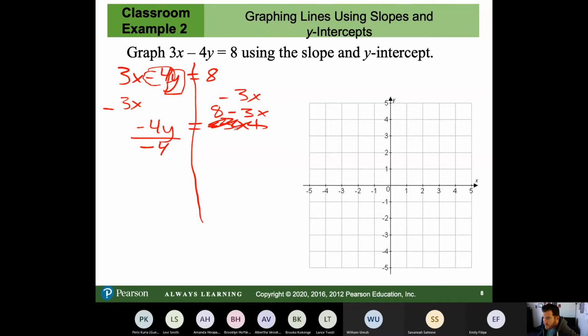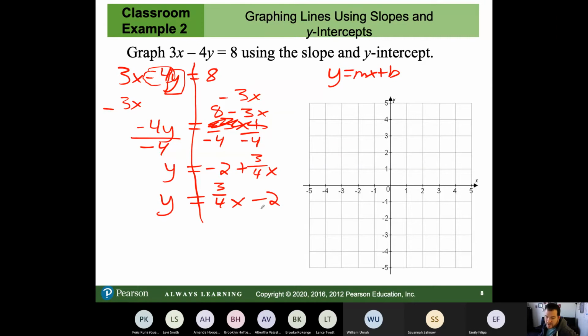Divide everything by -4. That by -4, that by -4, that by -4. So I get y is equal to -2. Now remember, a -3 over a -4 gives me a positive 3 over 4x. I don't like the way this looks because I'm looking for y is equal to mx plus b, right? So I'm going to switch these, right? y equals 3/4 x minus 2. The hardest thing with this one is just making sure you're keeping your negatives where they need to go.